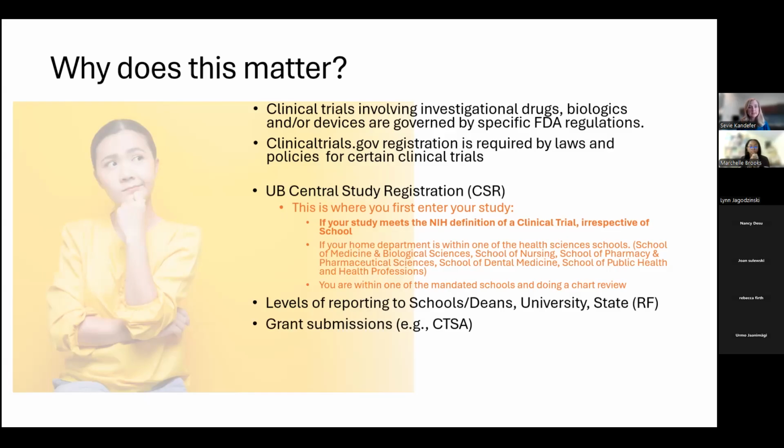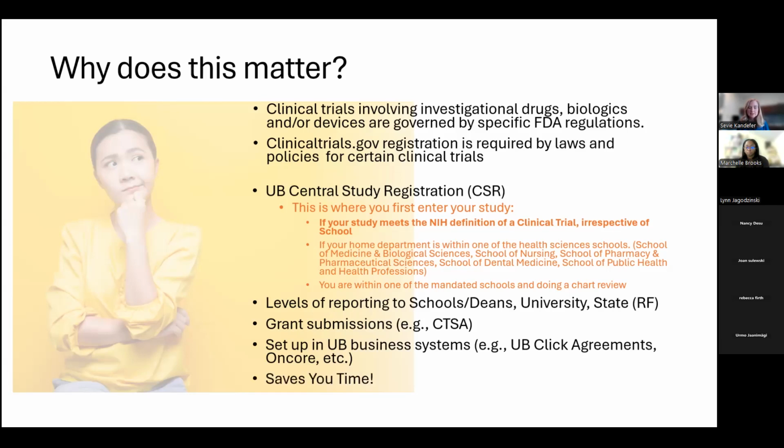So, for example, when the CTSI has to submit their CTSA proposal for funding, one of the questions asked is how many clinical trials is your institution doing? So having an accurate number of the clinical trials going on here is important for reporting reasons. It's important for grant submissions. It's also important for how your study gets set up in UB business systems. So how it goes into Click Agreements or Encore depends on the type of study you have. So accurately entering your study is helpful, and eventually that'll just save you time.